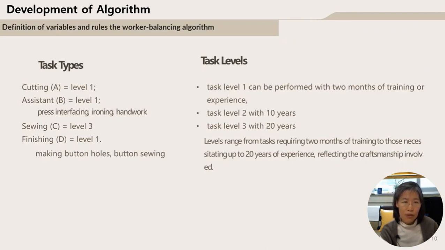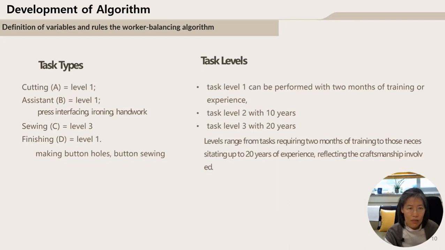The production of custom-made formal shirts has 4 task types: cutting, assistant, sewing, and finishing. The task level can be estimated by taking into account the period of training and experience needed for the task to be performed. In this study, considering the classification of the worker's task level, it is assumed that task level 1 can be performed with 2 months of training or experience, task level 2 with 10 years, and task level 3 with 20 years.